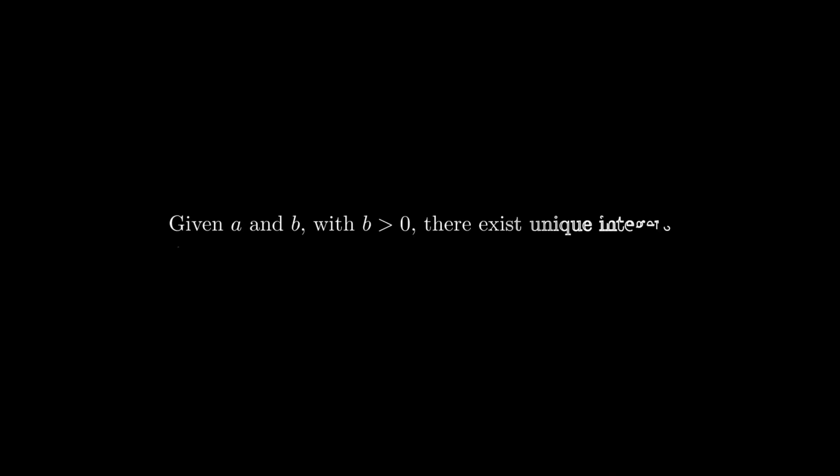Known as the division theorem, division algorithm, or even, according to Wikipedia, Euclid's division lemma, this statement is a very important concept in number theory. It says that given two integers a and b, with b greater than 0, there exist unique integers q, quotient, and r, remainder, such that a is equal to b times q plus r, and 0 is less than or equal to r, which is less than b.